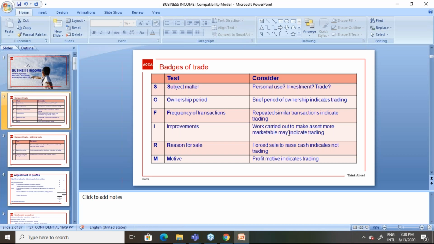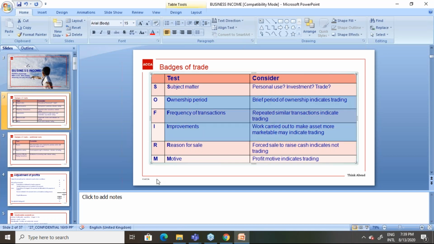However, when it comes to certain transactions, it's a little difficult to figure out whether it should be treated as trade or whether it should be treated as a capital transaction that is subject to CGT. So to clarify that doubt, we use something called badges of trade. Now, these are the badges, these are the tests that we are using.